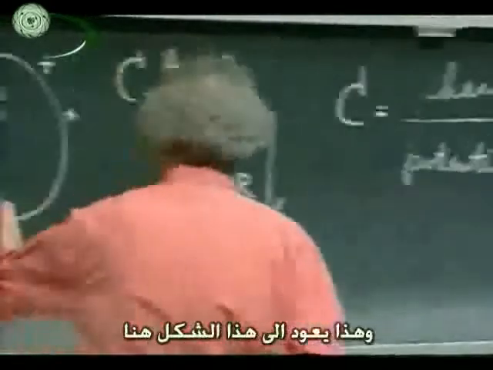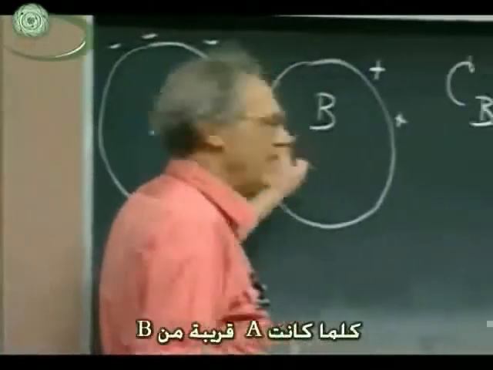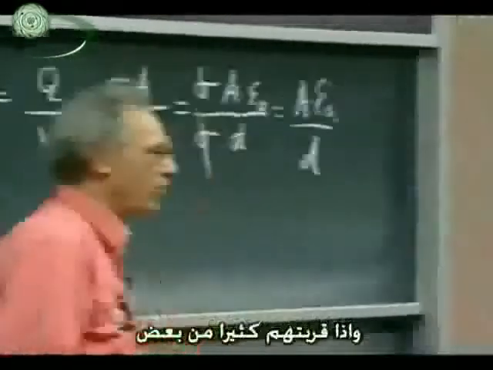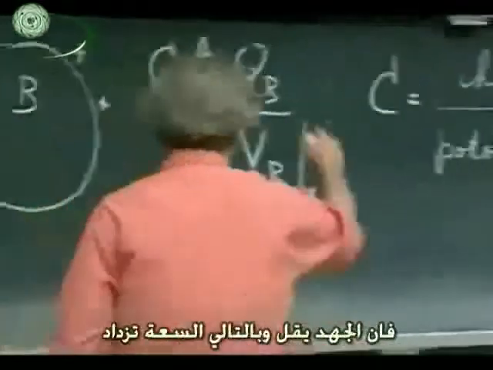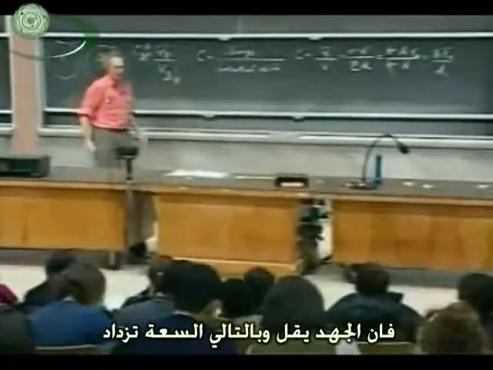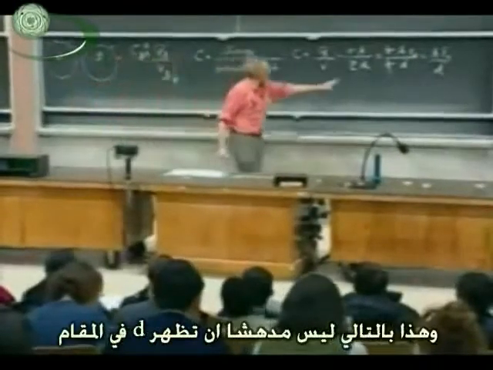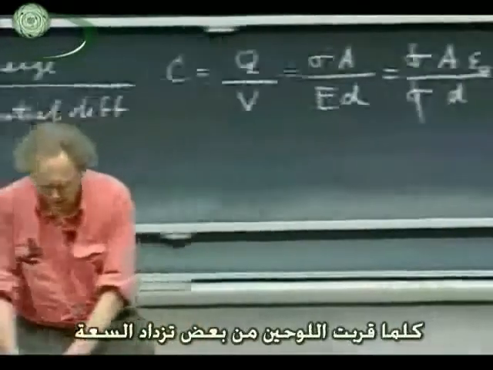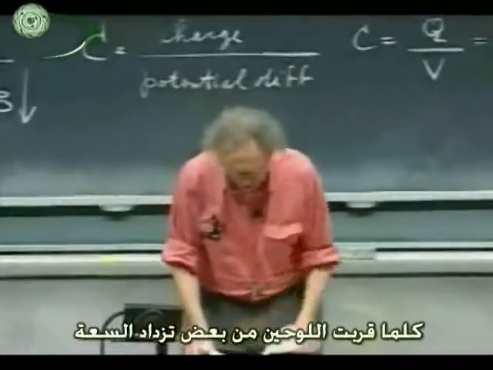Well, that goes back to this idea, that the closer A is to B, the larger effect that will have on the capacitance. And if you bring them very close together, this potential will go down, and so the capacitance will go up. So it's not too surprising that you see d here downstairs. The closer you bring the plates together, the higher the capacitance will be.